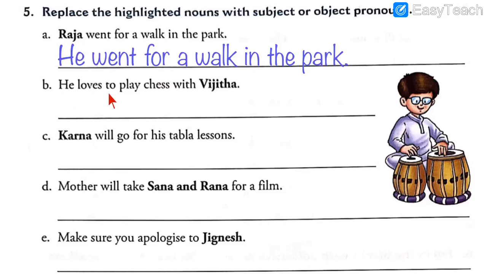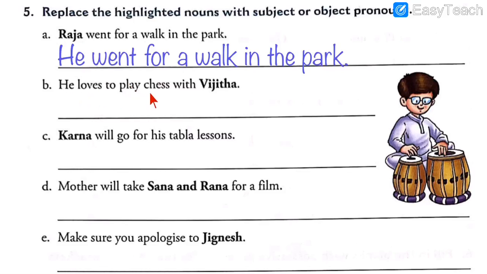Number 2. He loves to play chess with Vijitha. Now, as you know, Vijitha is the name of a girl, right? So, for Vijitha, what do we write? We may write she or we may write her. She or her. But here, which kind of question should we ask? Who or whom? So, that depends whether it is subject pronoun, she, or object pronoun, her.